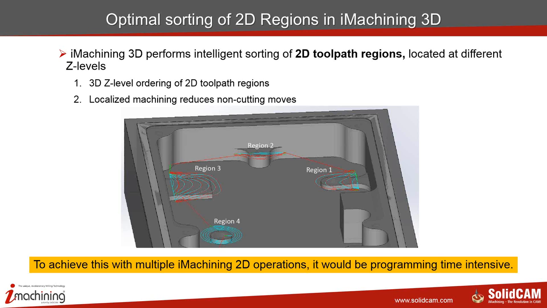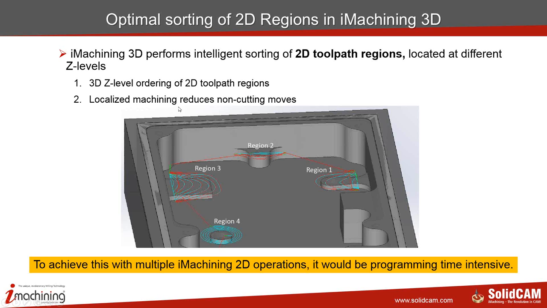what you see here is very simple. This is what I talked about, the different regions. Okay? You see it machined each region individually. And this is done with the iMachining 3D, which performs intelligent sorting. This is what I'm talking about, the sorting into different regions of different 2D toolpath regions. You can see it's actually doing regular 2D toolpaths over here. 3D Z levels, ordering of 2D toolpath regions, as shown.